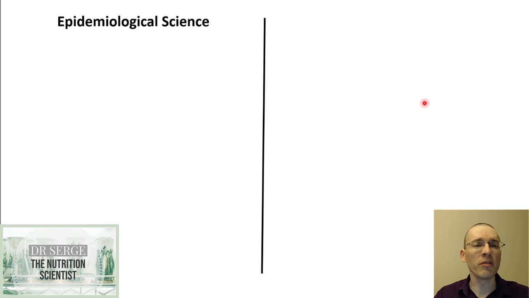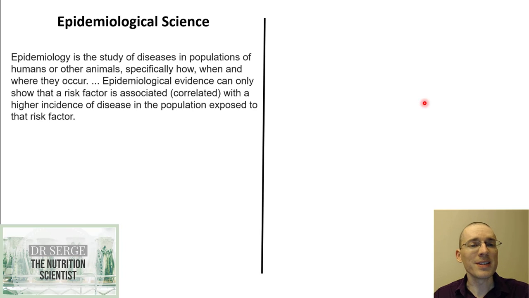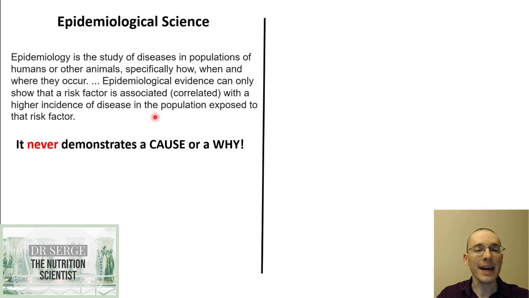The first and foremost in the field of nutrition and health and wellness is what we call epidemiology. This is the science of study of diseases in population, human or other animals, specifically how, when, and where they occur. So this evidence can only show that a risk factor is associated. This is the key word right here, associated, with a higher incidence of disease in the population exposed to that risk factor. In other words, this science never ever demonstrates a cause or why.